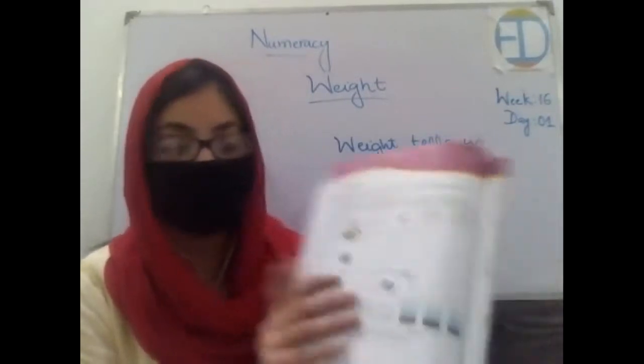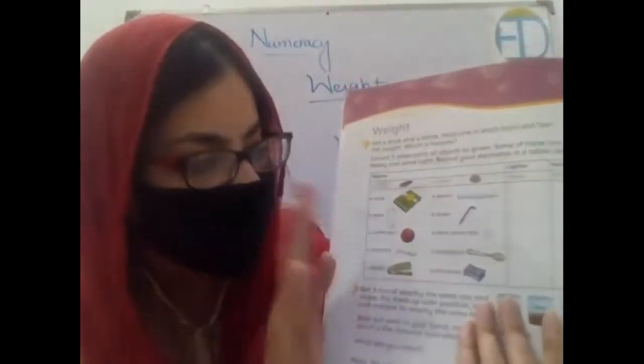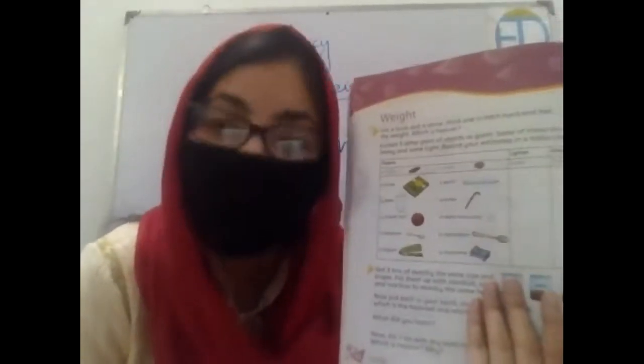Some pictures are given in your book. You are supposed to tell which one is heavy and which one is lighter. So the first one is already solved for you. So let's look at the next one: a book and a pencil. Which one do you think is heavier, a book or a pencil? Book is heavier and pencil is lighter.